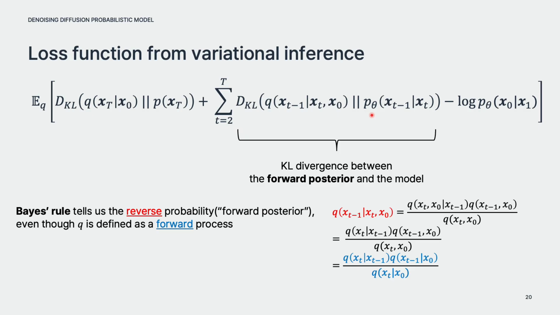We have the model density, P theta, and a sort of ground truth from Q. But remember that Q is defined as a forward process from t-1 to t. So how can we know the density of t-1 given t from this Q? And the answer is the Bayes rule. The Bayes rule tells us the reverse probability, or the forward posterior, even though Q is defined as a forward process. So you could see how the Bayes rule is applied in these equations.